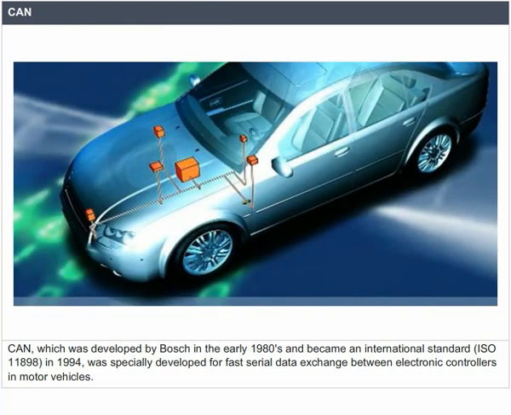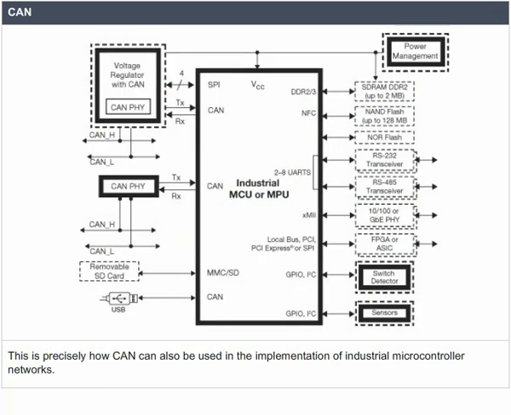CAN, which was developed by Bosch in the early 1980s and became an international standard, ISO 11898, in 1994, was specially developed for fast serial data exchange between electronic controllers in motor vehicles. This is precisely how CAN can also be used in the implementation of industrial microcontroller networks.